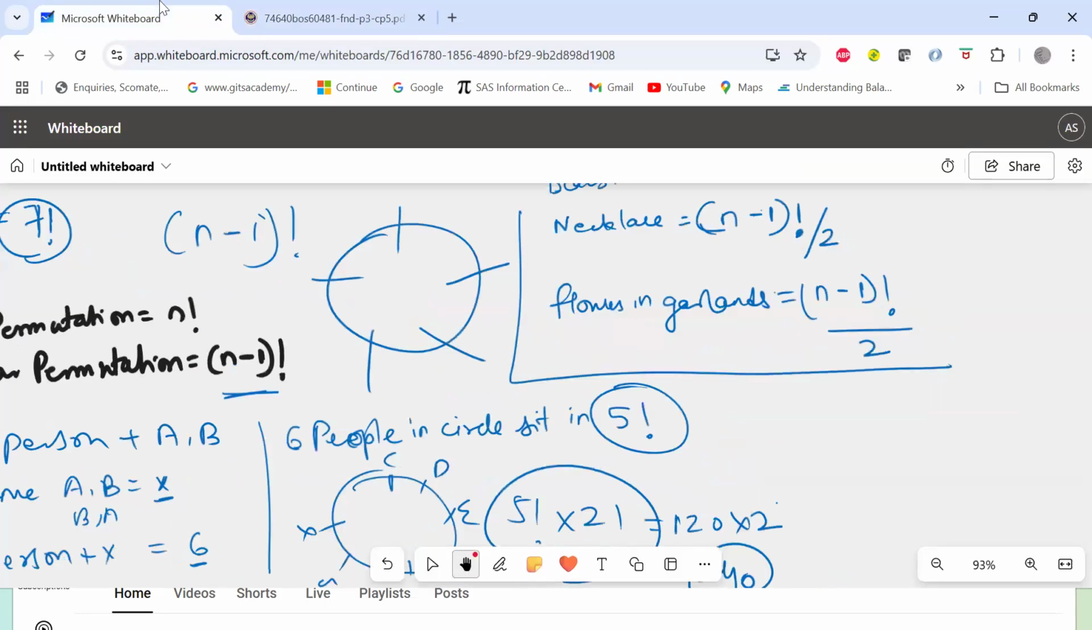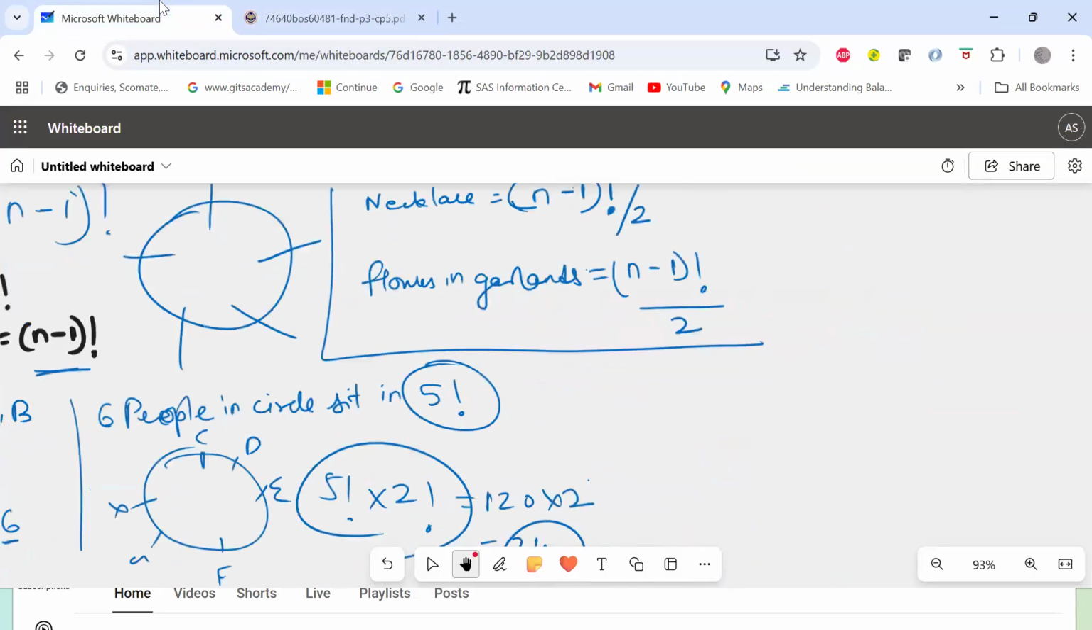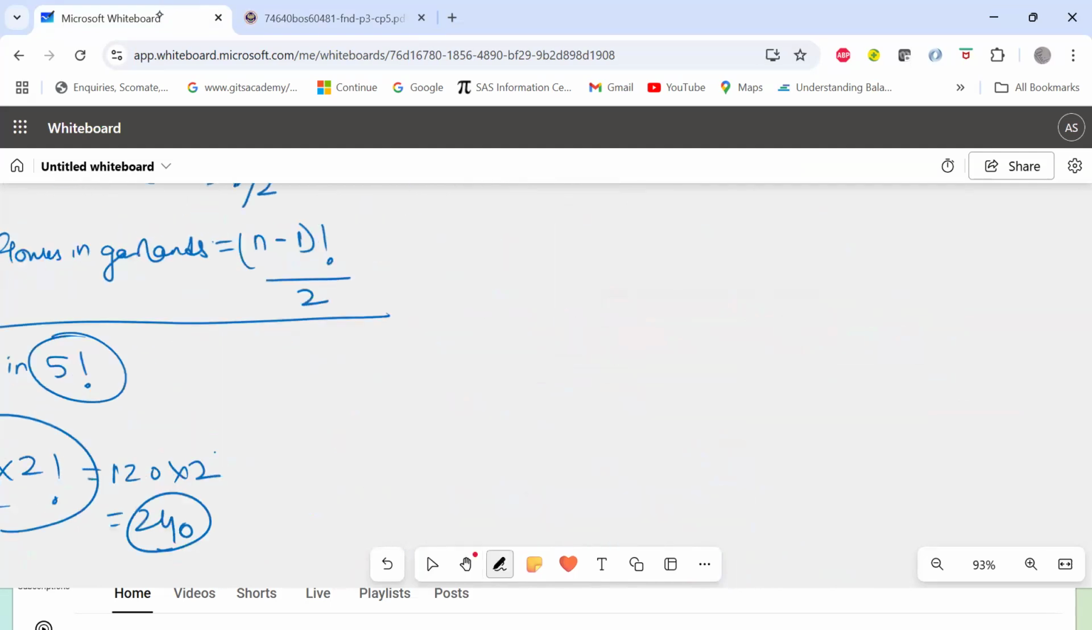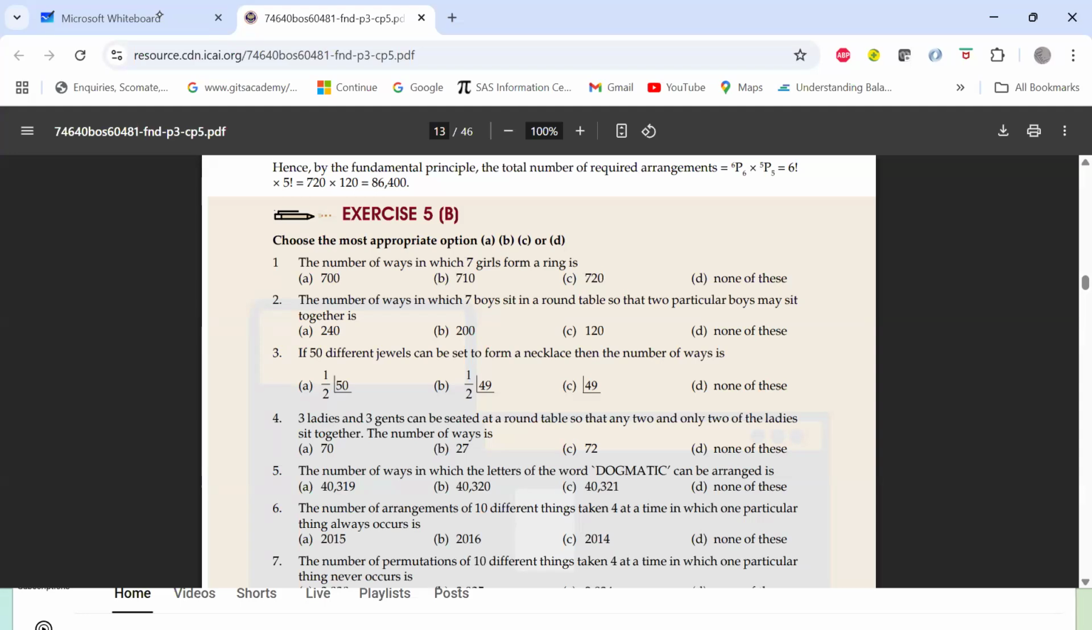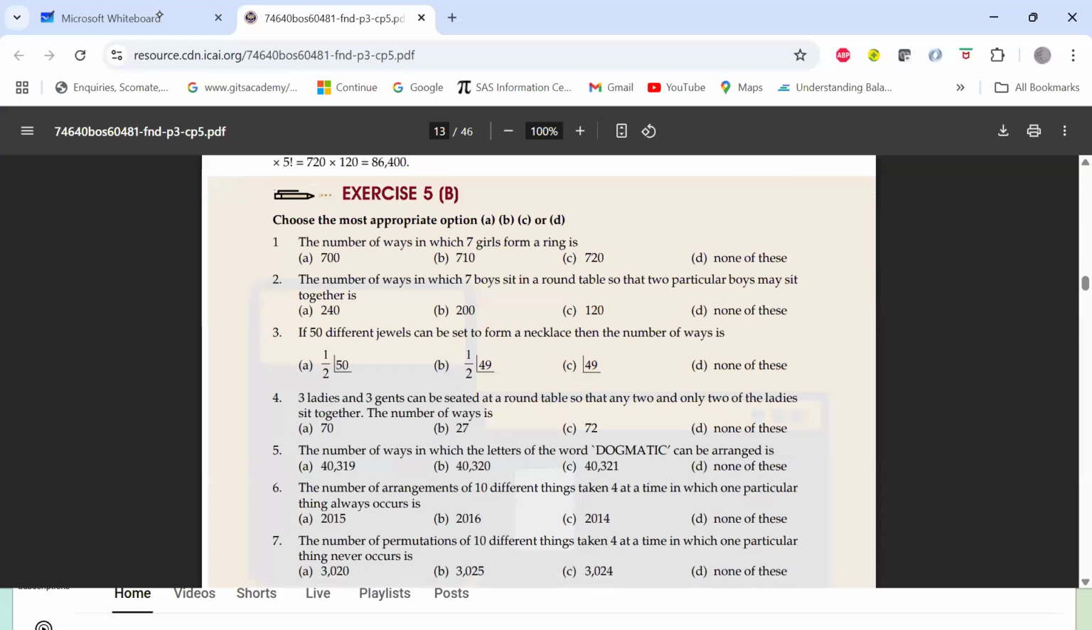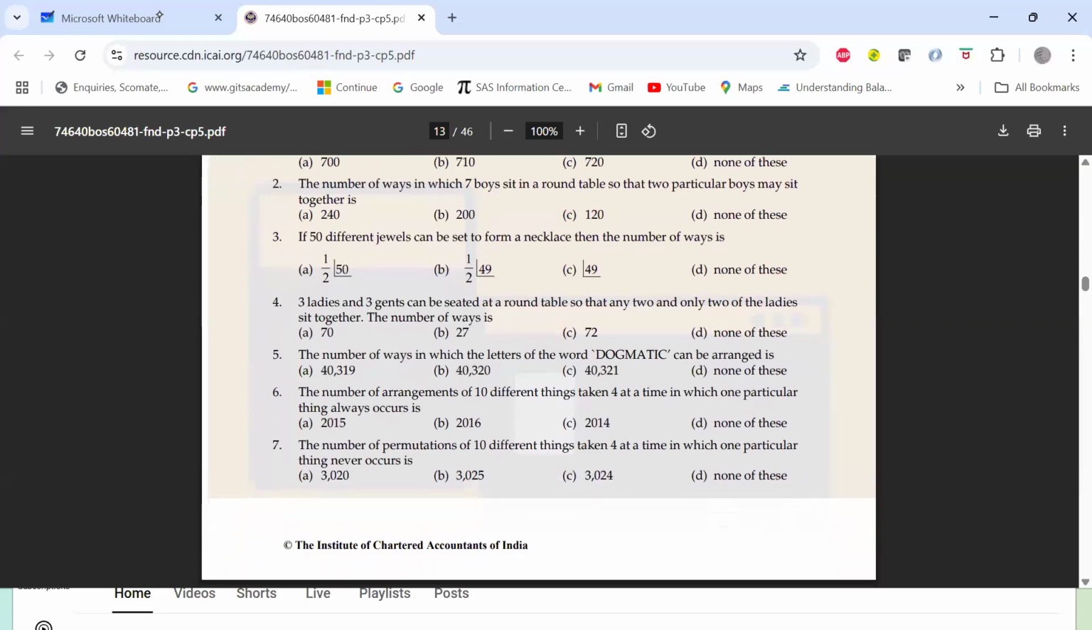Now, going further, question number 4: 3 ladies and 3 gents are to be seated at a round table so that any two and only two of the ladies will sit together. Find the number of ways it can be done. Let me just take a screenshot of this.